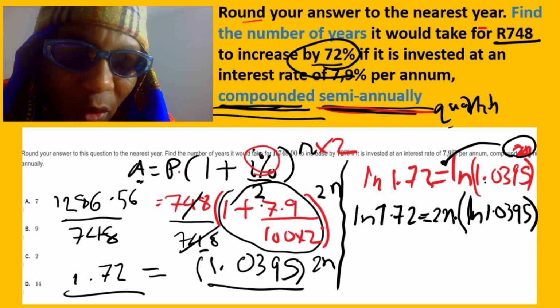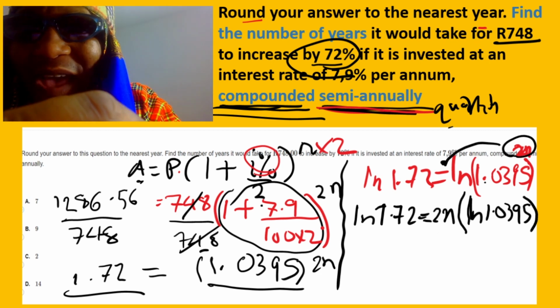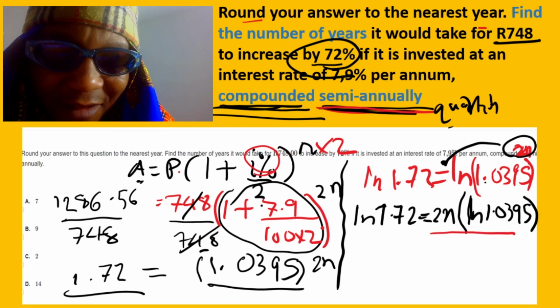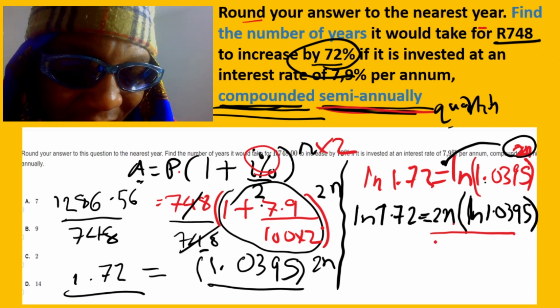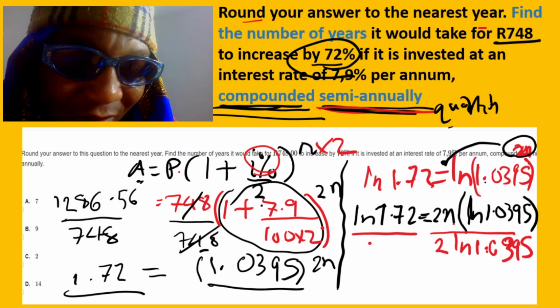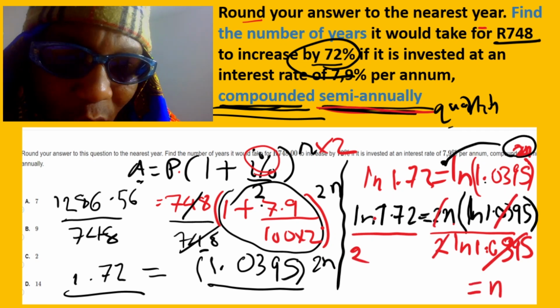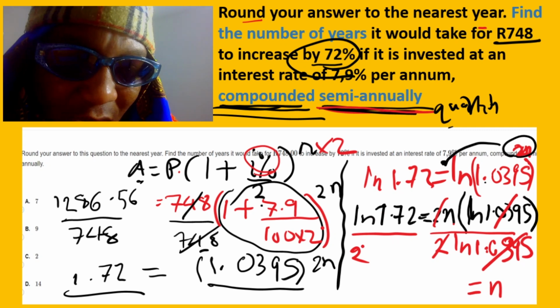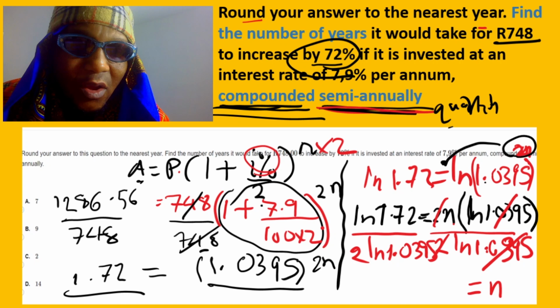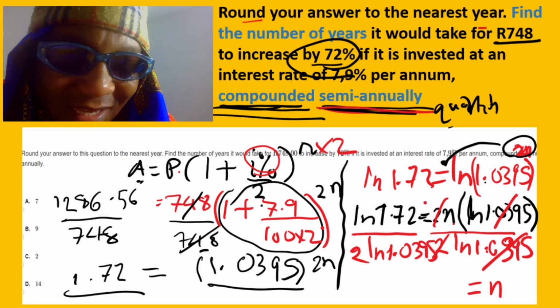So what we want now is to get the value of n, which is the number. It's very easy. I will divide by 2 ln of 1.0395, because I want to get the value of n. Also, you do the same thing here, divide by 2 ln of 1.0395, because we must divide throughout. The 2 and 2 cancel. So we get the value of n, which is going to be all of this divided by 2 ln of 1.0395. On the left, this cancels, left with n.